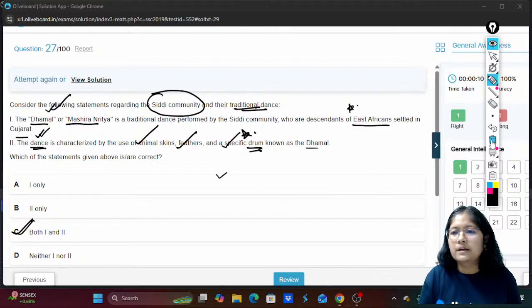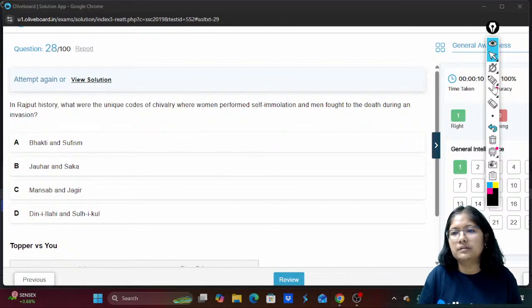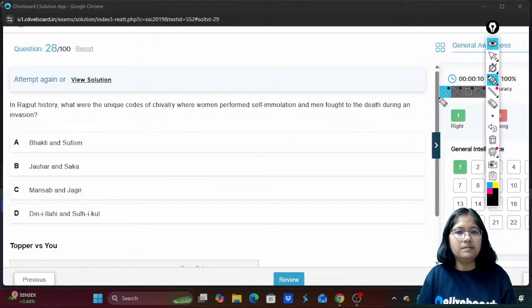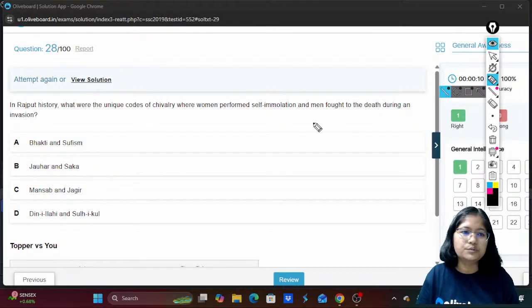All right. Coming to the next question. In case of many traditional dances and folk dances, it can be the name of the dance as well as the name of the instrument. It can be the name of the dance as well as the name of the festival. So like that it goes.